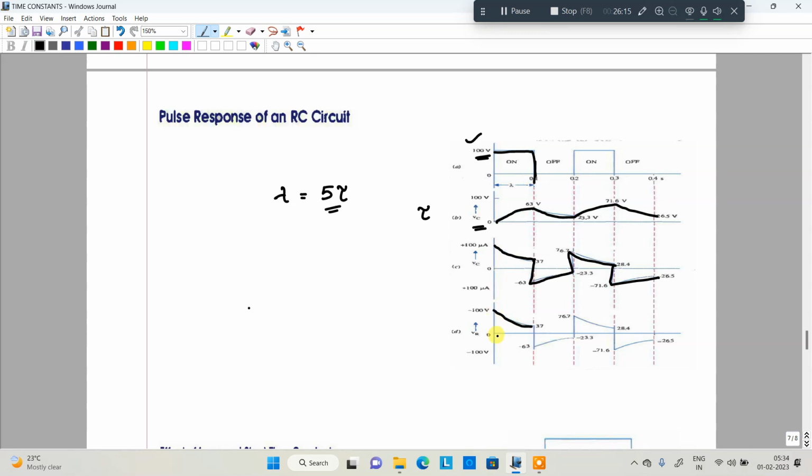The voltage across the resistor increases with the current instantaneously. That's why the current or voltage is a maximum. And then it falls, same as the capacitor, increasing and decreasing. That means whenever current is present, voltage will be available across the resistor. If current is zero, the voltage across the resistor will be zero instantaneously. These are the waveforms of the pulse response of the RC circuit.